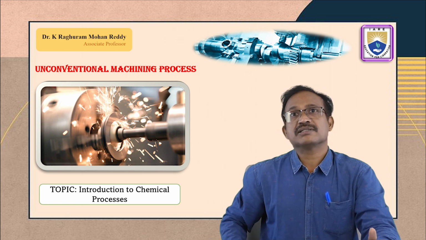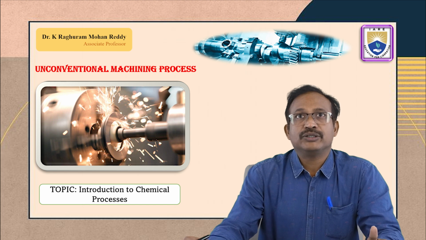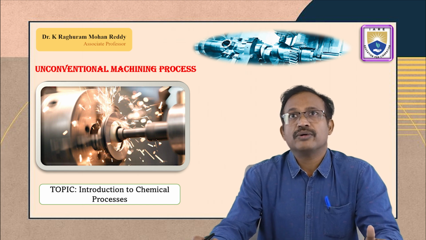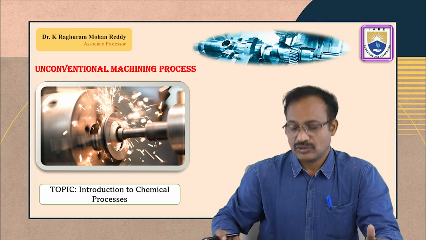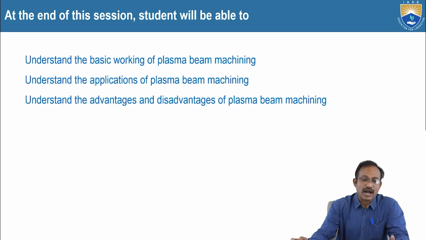The course name is Unconventional Machining Process, and today's topic is Introduction to Chemical Process. At the end of this session, students will be able to understand the basic working of plasma beam machining, understand the applications of plasma beam machining, and understand the advantages and disadvantages of plasma beam machining.